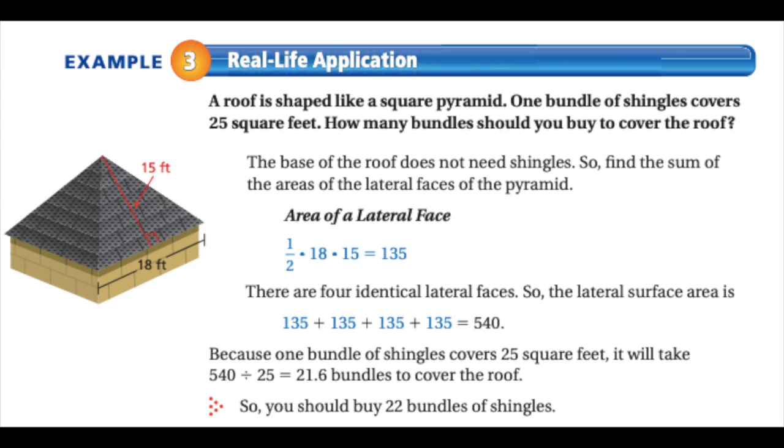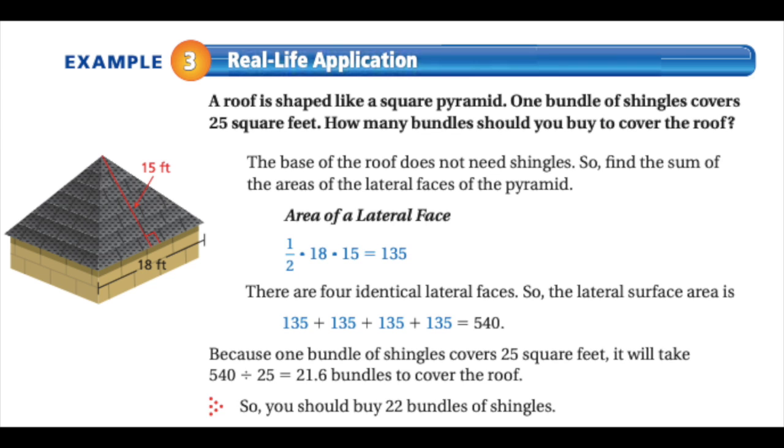But remember, the question's asking us how many bundles we need to buy. And we know that one bundle covers 25 square feet. So what we can do is just take 540 divided by 25 to find out how many bundles we're going to need. And so when we do that, we end up with 21.6 bundles to cover that roof.